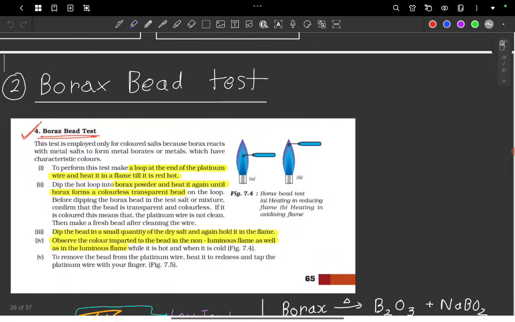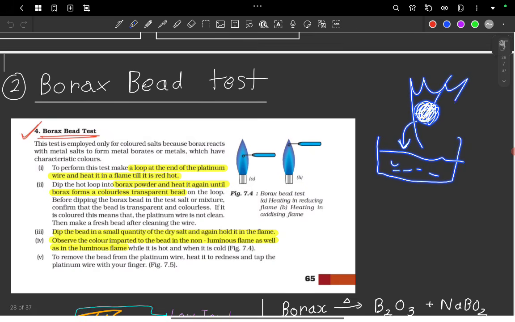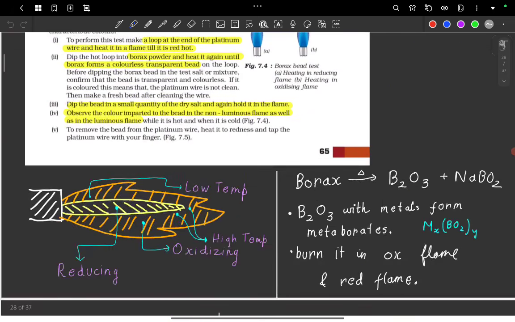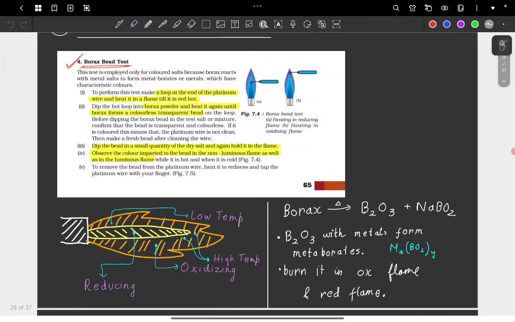And now you have your original salt which you wanted to test. So in that sample of salt, you dip this lollipop, this borax bead, and then you heat it once again. Once you heat it in the oxidizing part and once in the reducing part, it is going to give you different results, and based on those results you are going to infer what kind of cation is present in your salt.